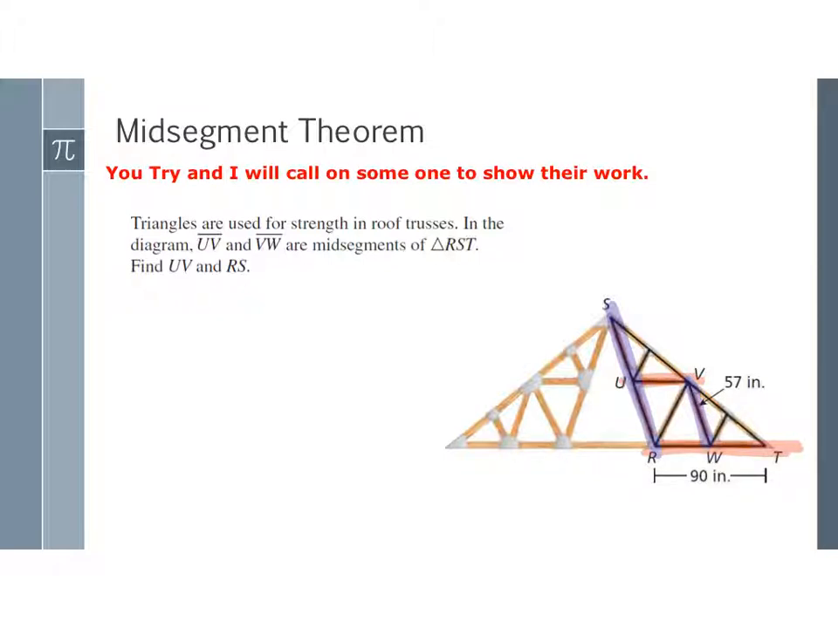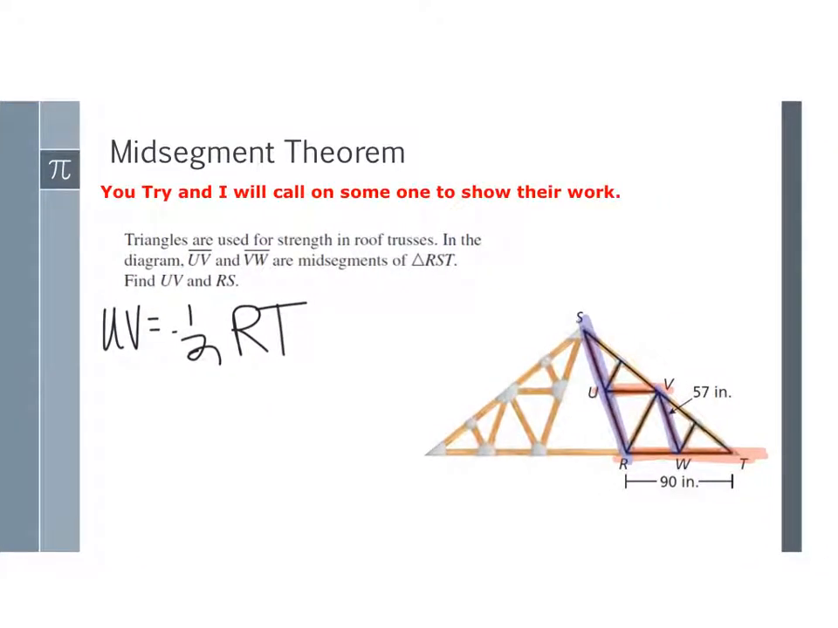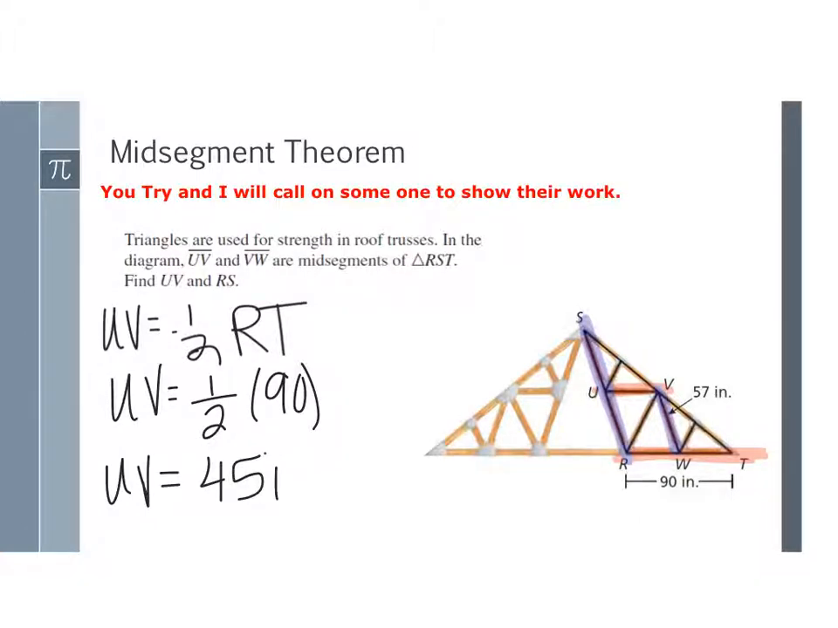So UV is going to be half of RT. I know that RT is 90 inches, so UV is going to be one half of 90. So UV is going to equal 45 inches.